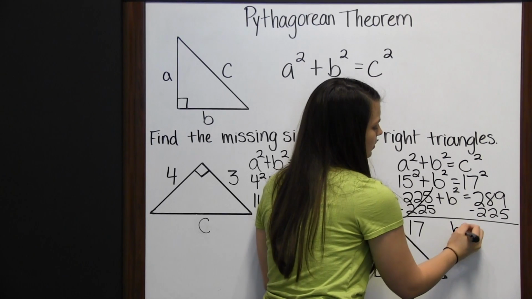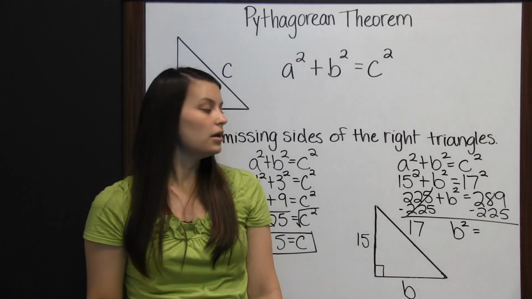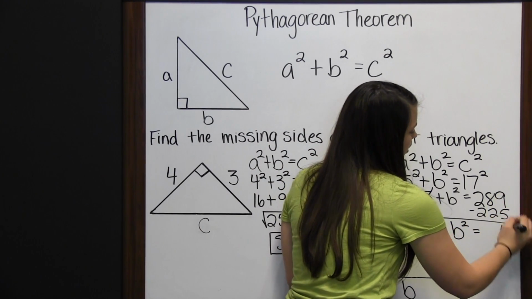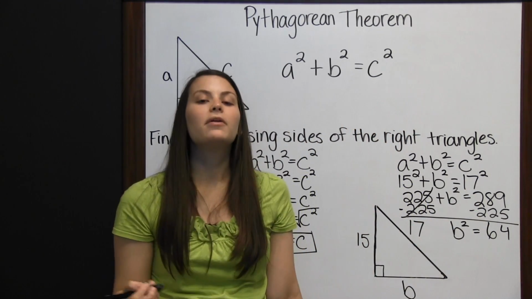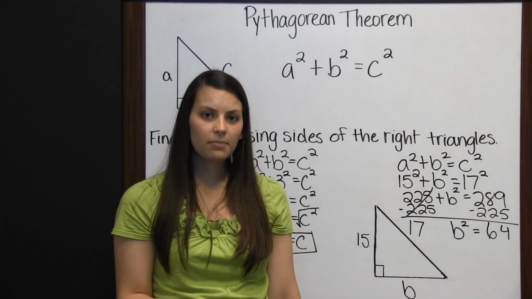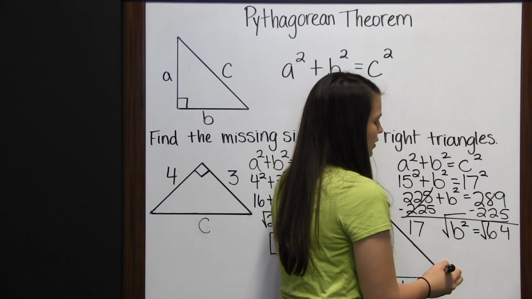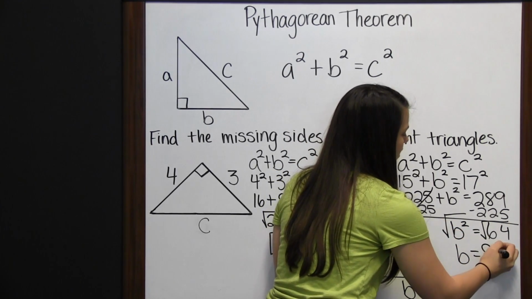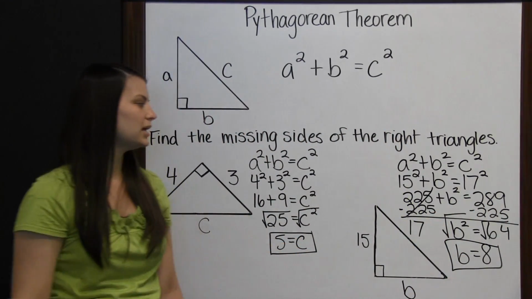So on the left side, we're left with B squared is equal to, and then 289 minus 225, 9 minus 5 is 4, 8 minus 2 is 6, and 2 minus 2 is 0. So again, we found B squared, but we haven't found B yet. So to solve for B, we need to take the square root of both sides. The square root of B squared is B, and the square root of 64 is 8. So that means that our other leg on our right triangle is 8.